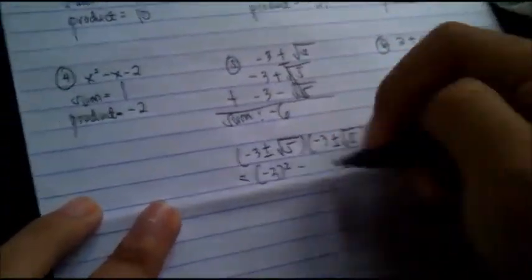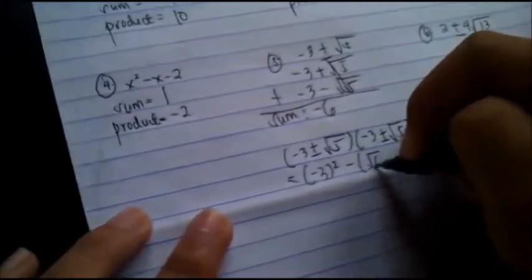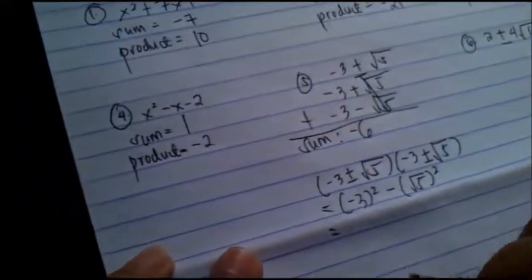minus square root of 5 squared. So, negative 3 squared, negative 3 times negative 3 equals 9. For the square root to cancel, since it has an exponent, it cancels, so it becomes minus 5. So, the product is 4. So, the sum of the given equation negative 3 plus minus square root of 5 is negative 6, and the product is 4.